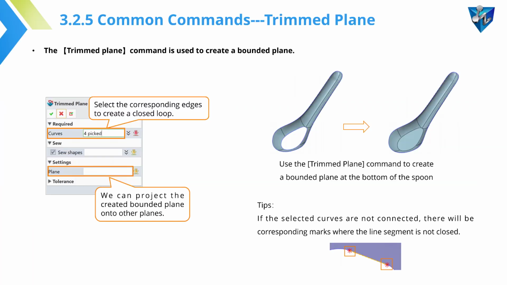Okay, let's continue. The next command is trimmed plane. It is similar to the n-sided, but the difference is that it can project the created surface in a plane. We can also, according to the symbol, adjust whether the two splines are connected or not.